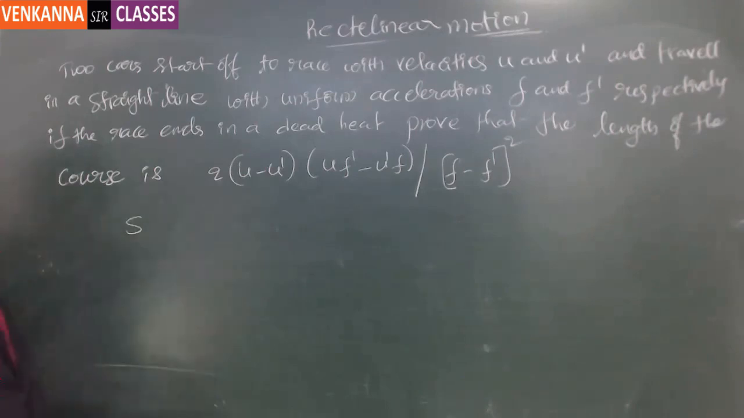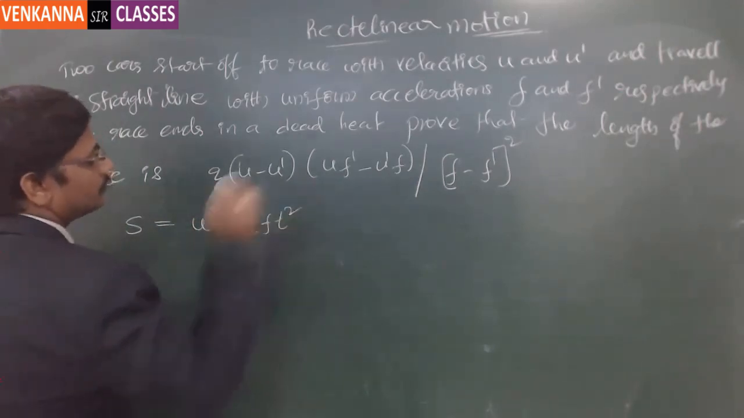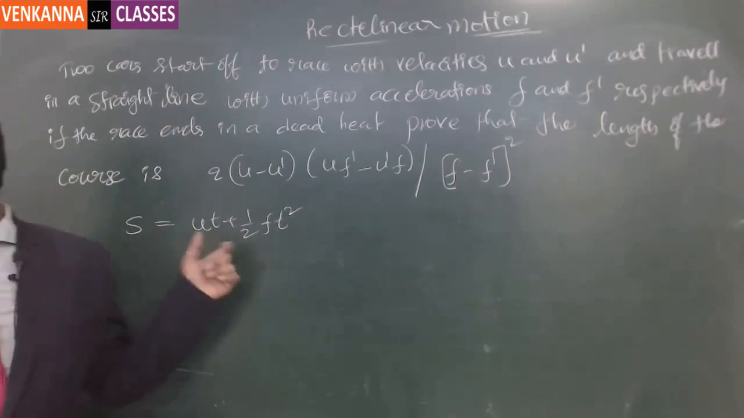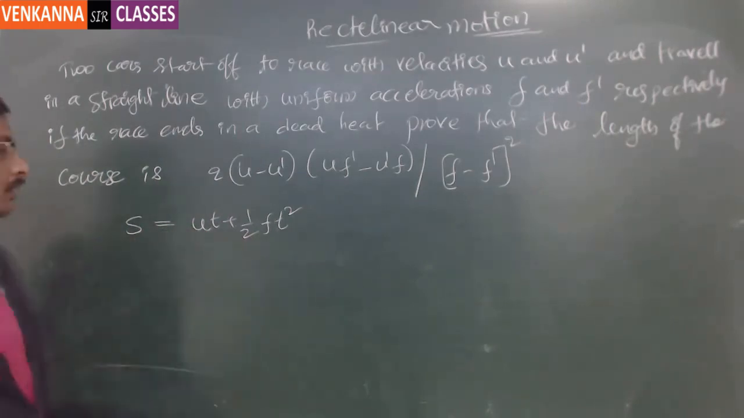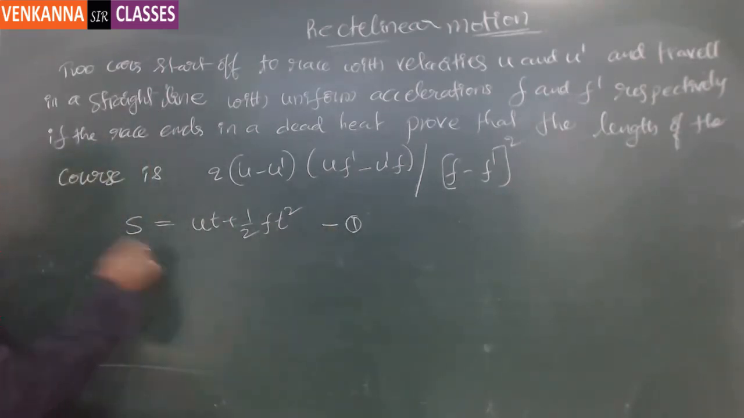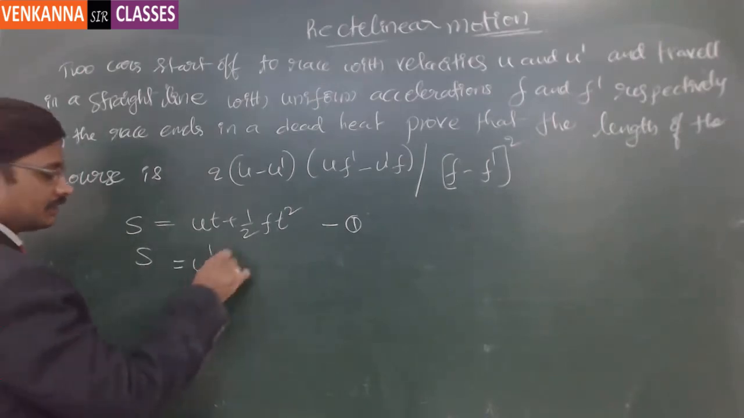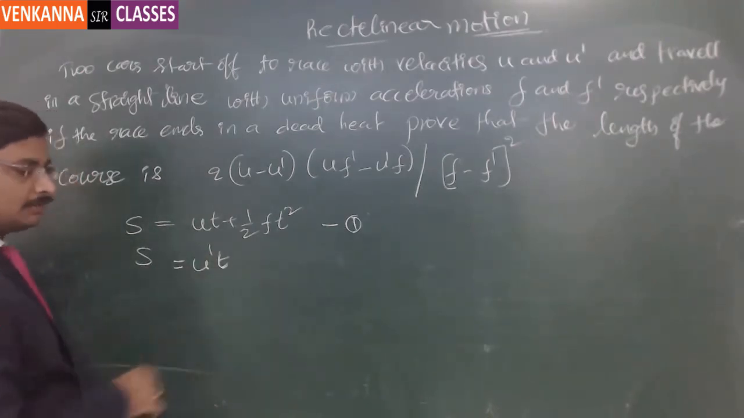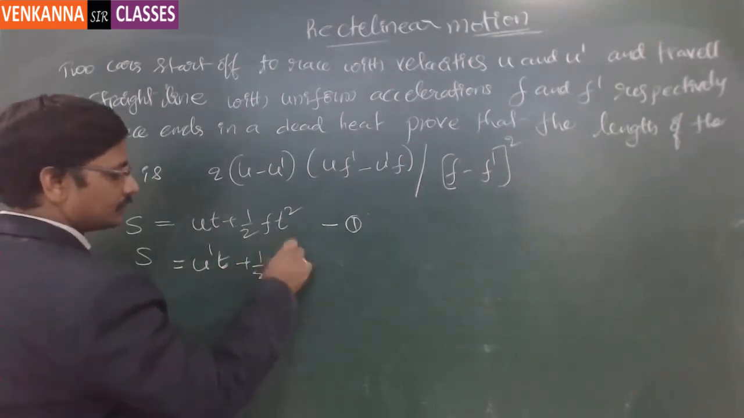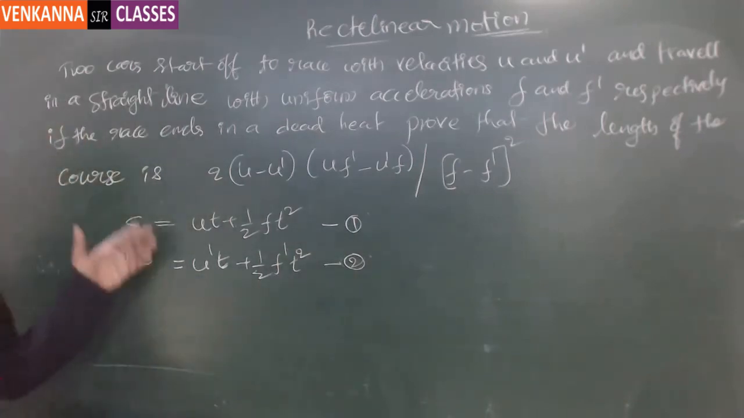With constant acceleration, the displacement traveled is ut plus half f t squared. This is the constant acceleration displacement. Now, this is the first person, and the second person also traveled the same displacement but with a different initial velocity, and he took the same time and a different acceleration. So this is equation number 2.